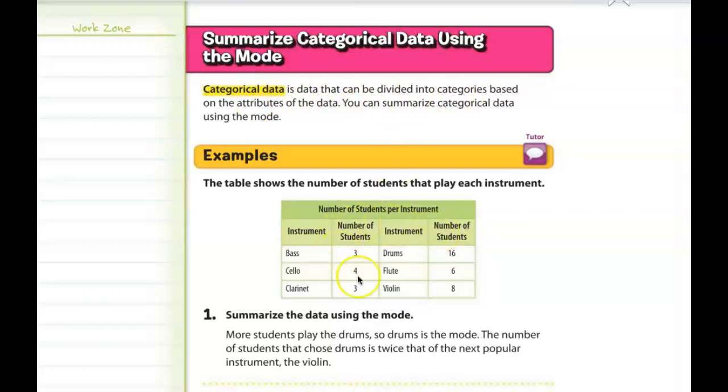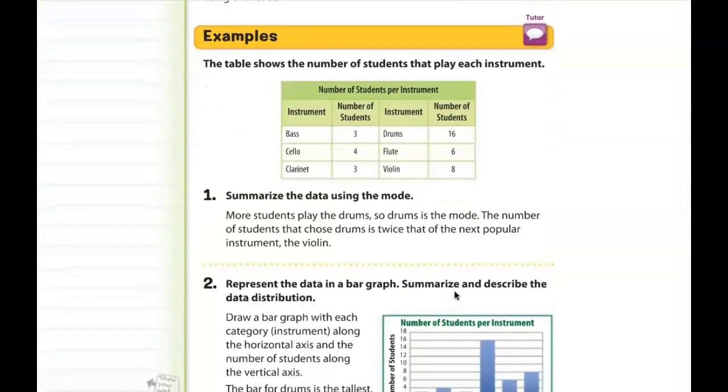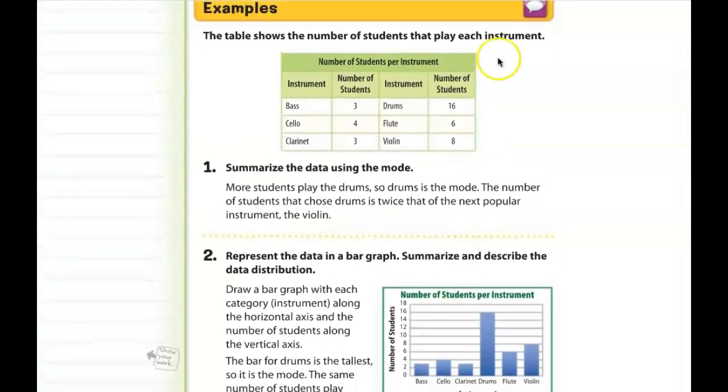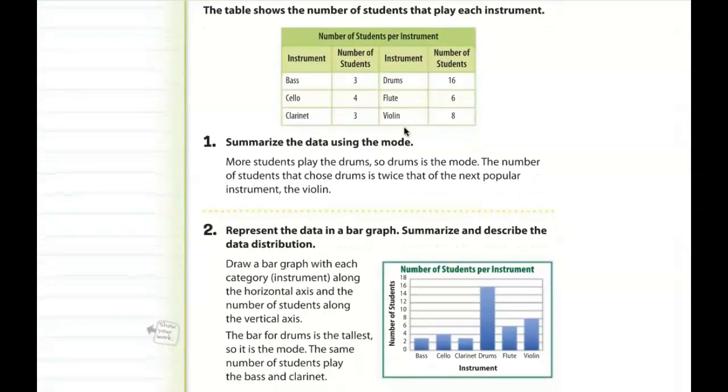So instead of just a list of numbers, we're getting more specific information about the kinds of things that we're talking about. So the number of students per instrument: the kids playing the bass were 3, cello 4, clarinet 3, drums 16, flute 6, violin 8. And so we take that information and we can actually either draw some conclusions based on just the data in the chart, or we can actually make it into a graph.